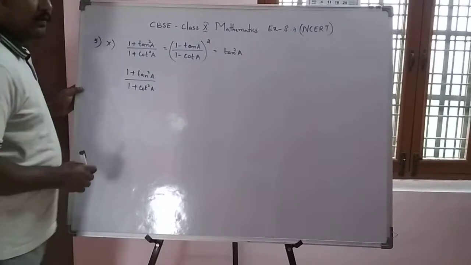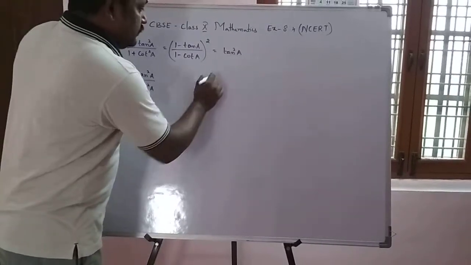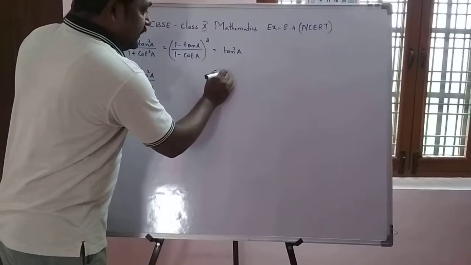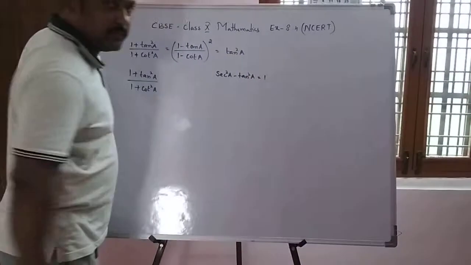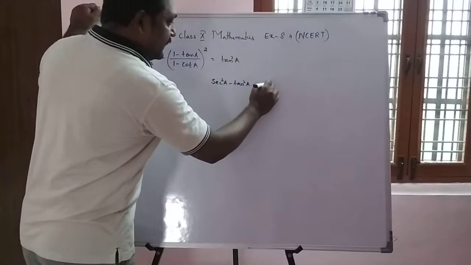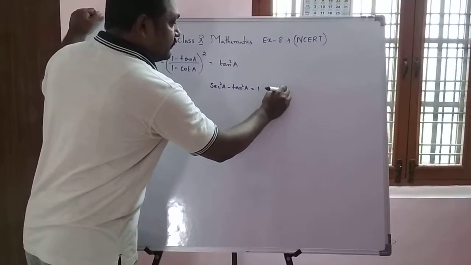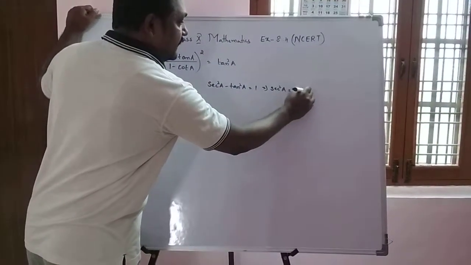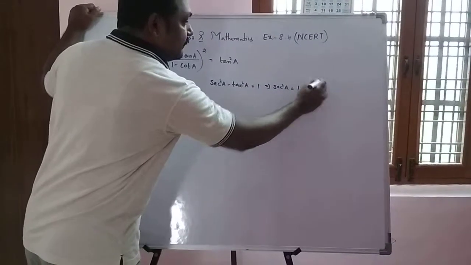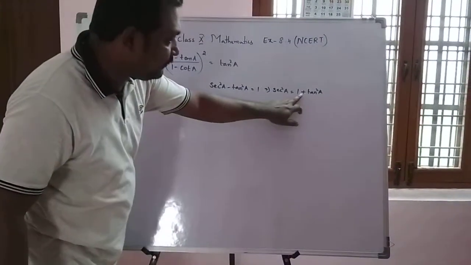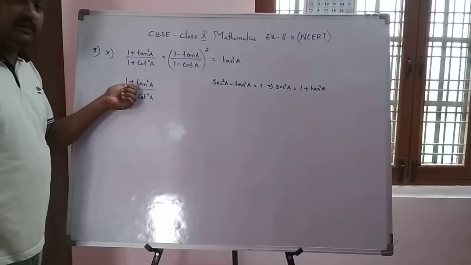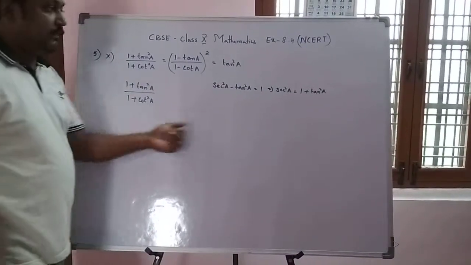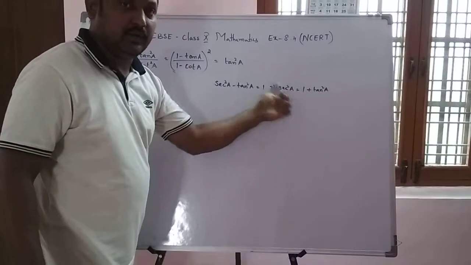A). Now we all know the identity secant square A minus tan square A is equal to 1. From this I can write secant square A is equal to 1 plus tan square A. As a result of which you can see that 1 plus tan square A is secant square A, and here we have 1 plus tan square A. Now I can replace 1 plus tan square A with secant square A.